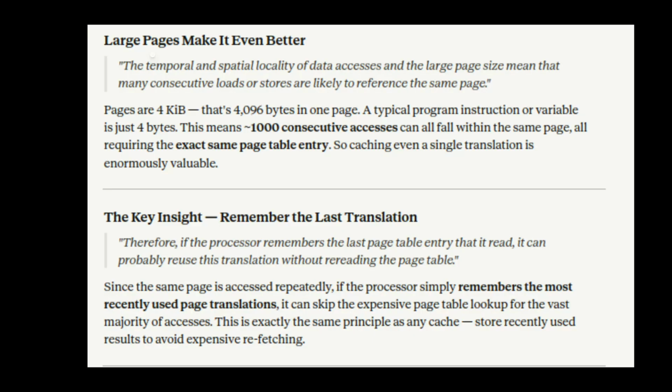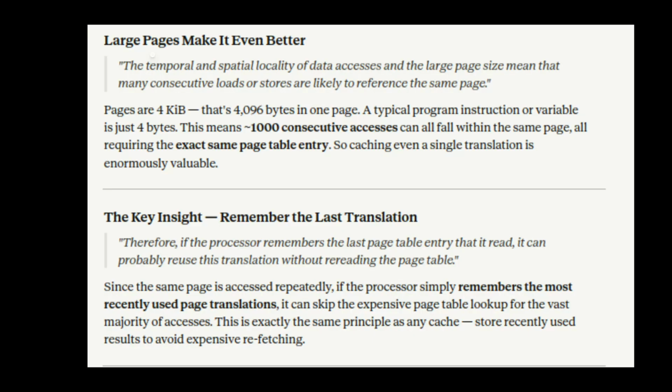So the temporal and spatial locality of data access and the large page size mean that many consecutive loads or stores are likely to reference the same page. Large pages would be 4 KiB on Android. So 4096 bytes can be in one page if my page size is this many. A typical program instruction or variable would be only 4 bytes. That means 1000 consecutive accesses can all fall within the same page itself, all requiring the exact same page table entry. So caching even a single translation is enormously valuable.